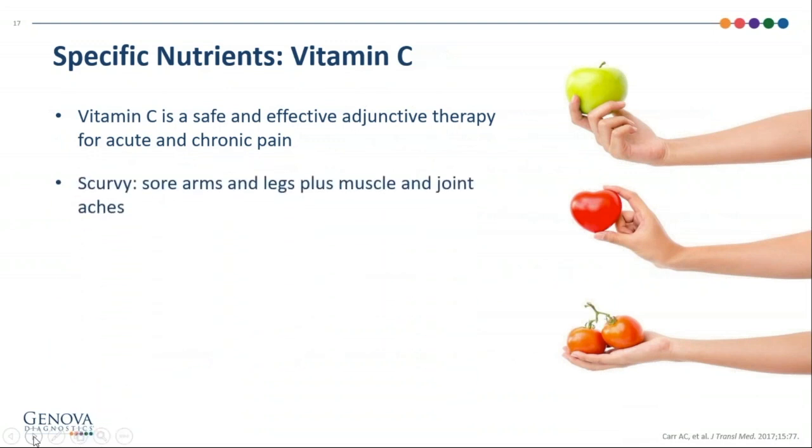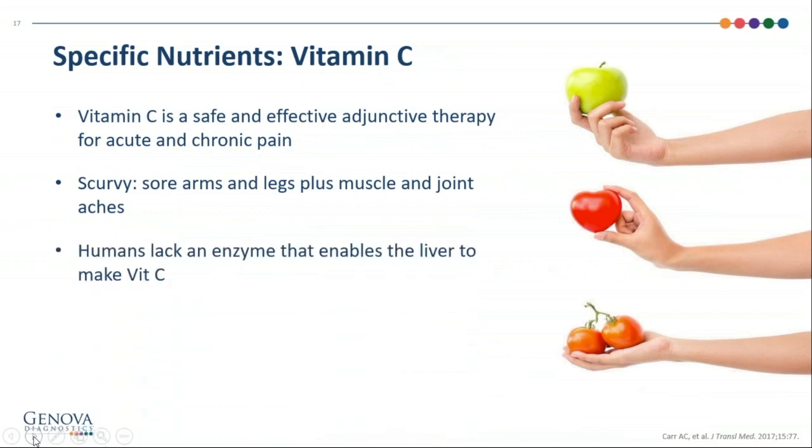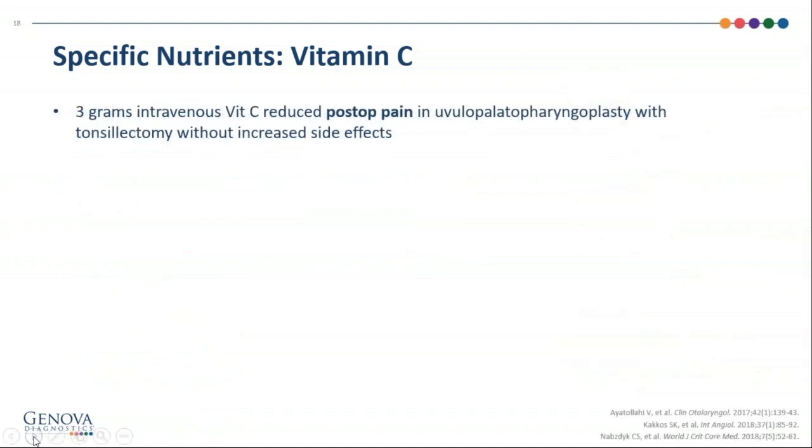Well, vitamin C is a safe and very effective adjunctive therapy for lots of different acute and chronic pain conditions. And if you think about scurvy, which is when we discovered one of the reasons why vitamin C is so important, the original description was not just poor wound healing, but actually sore arms and legs, plus a lot of muscle and joint aches. Humans lack the enzyme, as well as a couple of other types of creatures, particularly primates. They lack the ability to make vitamin C, and so we have to get vitamin C from our environment, although some cultures that eat raw meat can get vitamin C from raw meat. So you can tell your patients to either eat some oranges and some lemons or eat some raw meat.